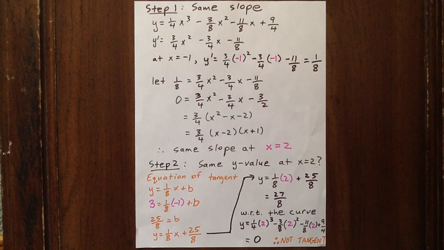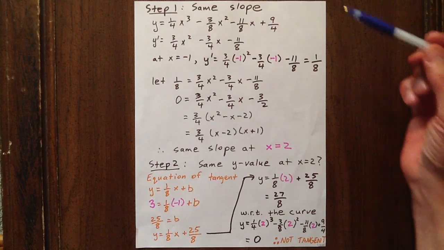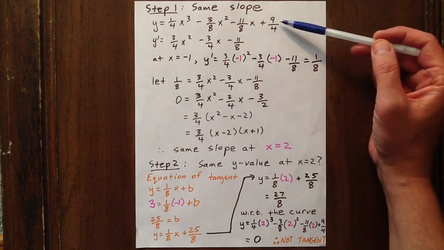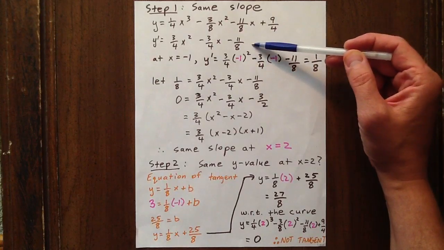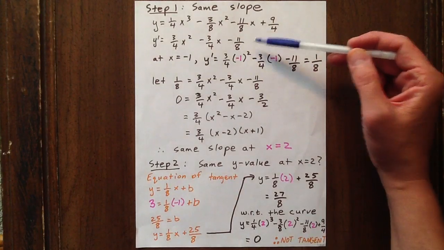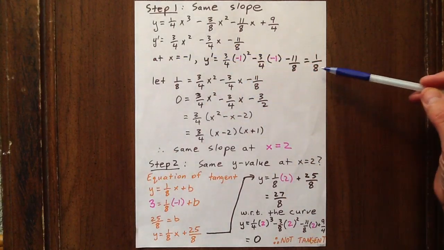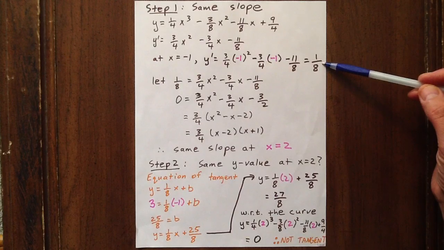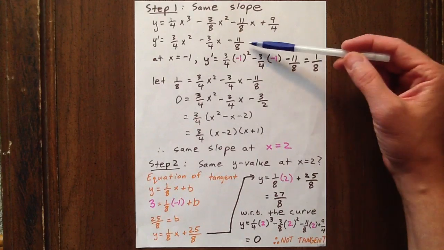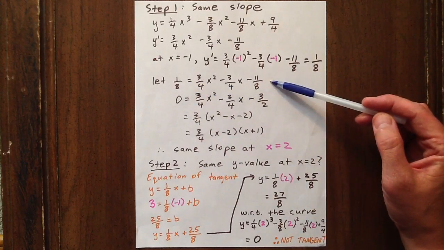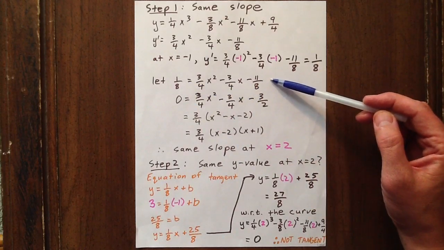So step 1, what x value has the same slope? Well, we see that the derivative of the curve is given here. At x equals -1, the slope of the tangent line is 1/8. So what we're going to do is let the slope of the curve equal 1/8 and figure out the other x value that has that same slope.